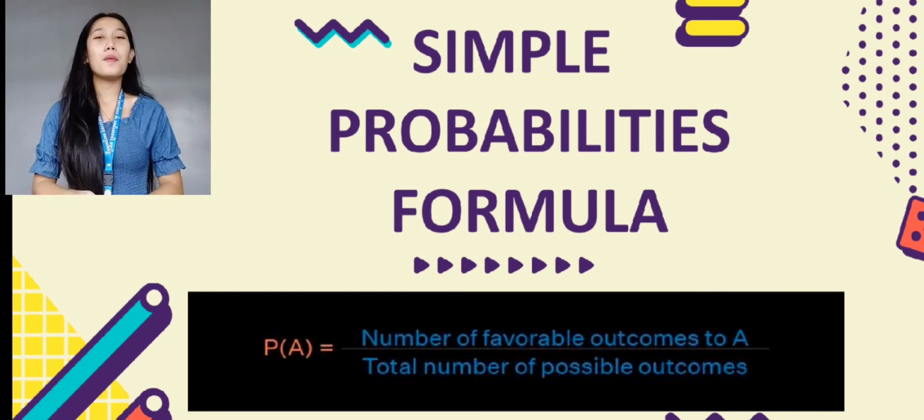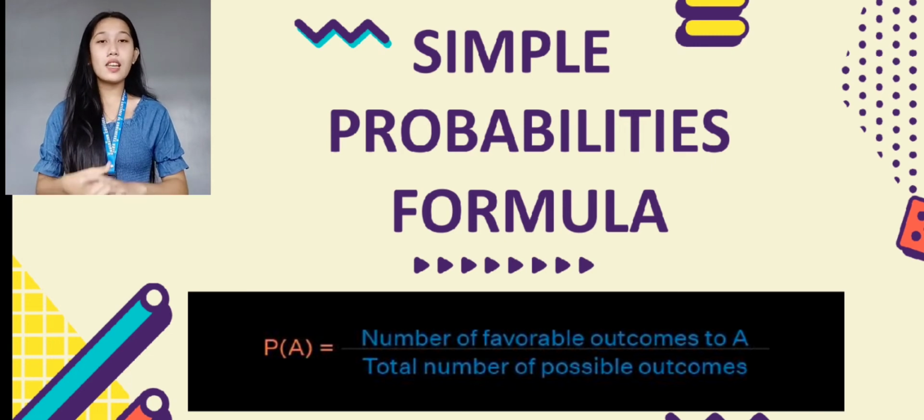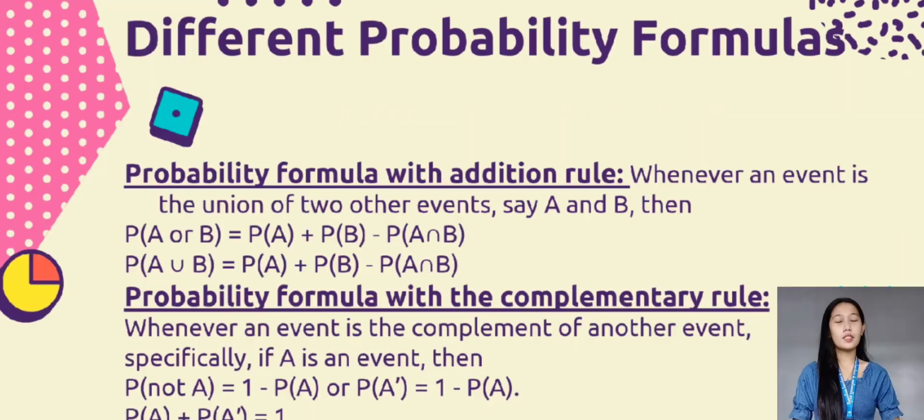So we have P(A), which is the number of favorable outcomes divided by the total number of possible outcomes. There are also different probability formulas. Number 1 is the probability formula with the addition rule. Whenever an event is the union of 2 other events, say A and B. Number 2, probability formula with the complementary rule. Whenever an event is the complement of another event, specifically if A is an event.